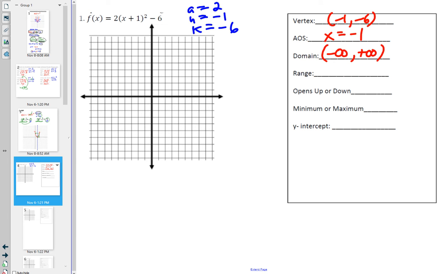Good. The range we can answer already, but maybe to help you with range, you might want to answer the next two questions first. Is this going to open up or down? Up. Why up? Because A is positive. And if it opens up, is your vertex going to be on the top or on the bottom? Yeah, meaning this would be a min. So because this is opening up, the arrows are going up forever. So on the range, on the right side, we have a positive infinity. The vertex is a minimum. So how low does this graph go?